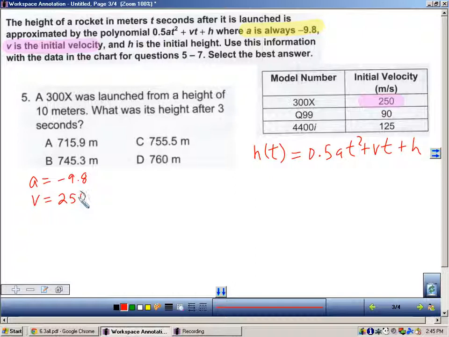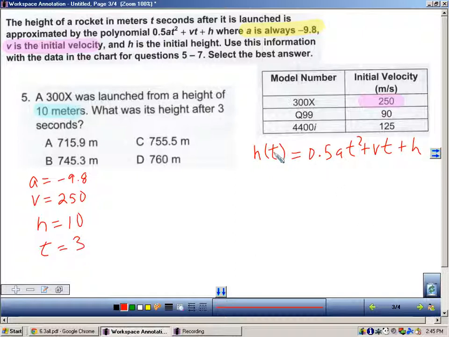And then we're also given that the h is the initial height, so we'll call that h, and it says that we're launching the rocket at a height of 10 meters. And then finally it says, what is the height after 3 seconds? Okay, so the letter t stands for time, and we know that's going to be 3. And it says, what's the height? Well, we can find that.